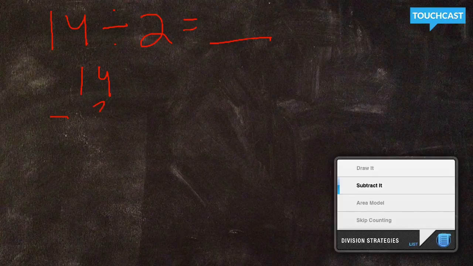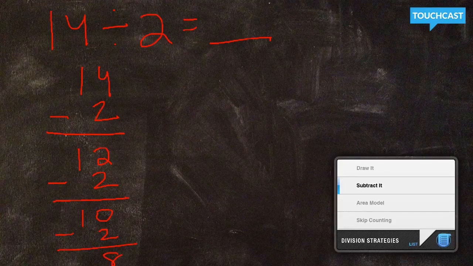Okay, so 14 minus 2 is 12. You need to keep going. 12 minus 2 is 10. 10 minus 2 is 8. Let's bring this 8 up here. 8 minus 2 is 6. We got to keep going until we get to 2.